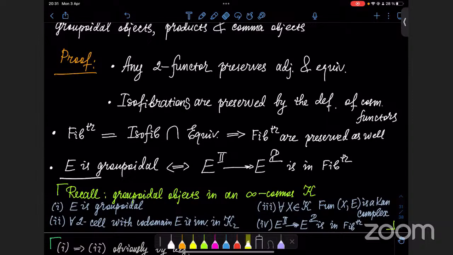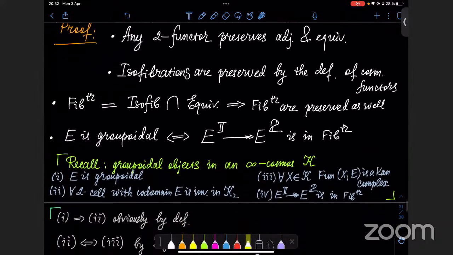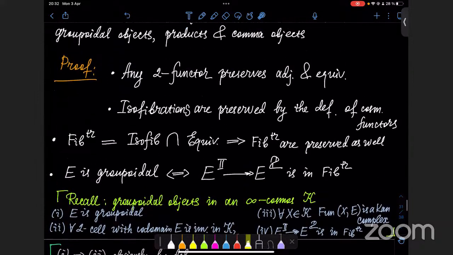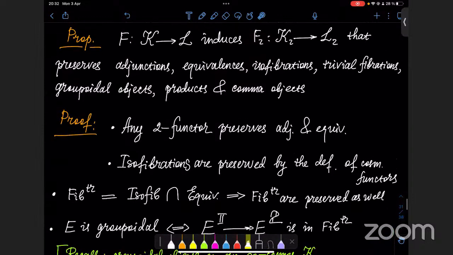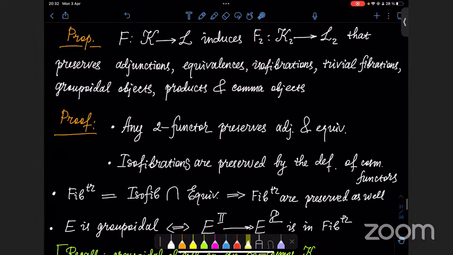Also, E is groupoidal if and only if the induced isofibration is a trivial isofibration. These facts prove the following proposition.